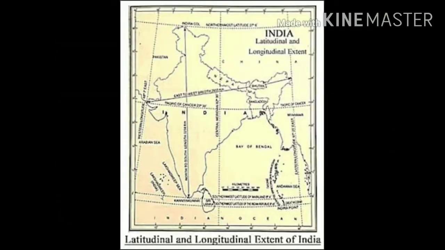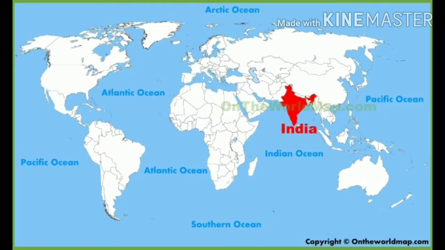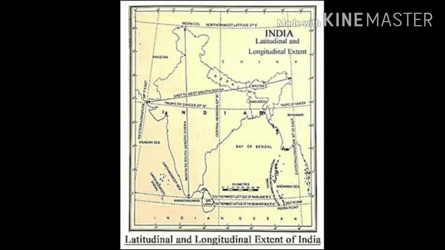Now we are going to see India's location and extent. India extends from 8 degrees 4 minutes north to 37 degrees 6 minutes north latitudes and 68 degrees 7 minutes east to 97 degrees 25 minutes east longitudes. Hence, India is located in the northeastern hemisphere. The southernmost point of the country is Pygmalion Point or Indira Point, located in the Andaman and Nicobar Islands.